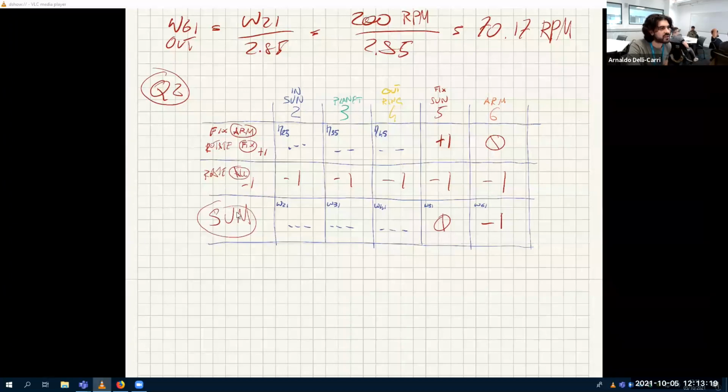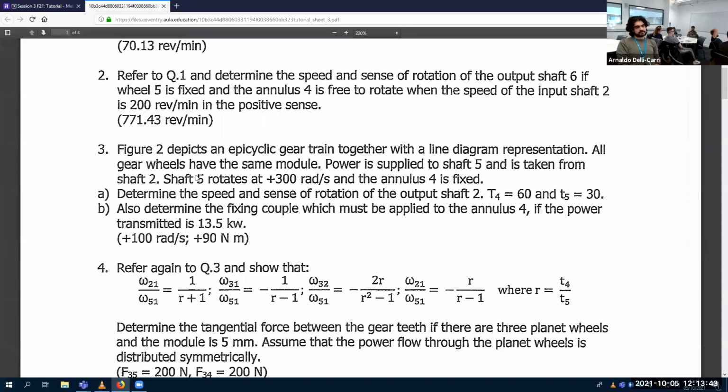Question 3, we have figure 2, which I believe is this one. Yep, this one. It depicts an epicyclic gear train together with the line diagram representation, all gear wheels have the same module. Power is supplied to shaft 5 and is taken from shaft 2. Shaft 5 rotates at 300 radians per second, and the ring 4 is fixed. Again, determine speed and sense of rotation of the output shaft.